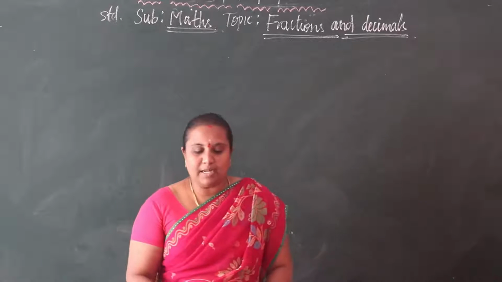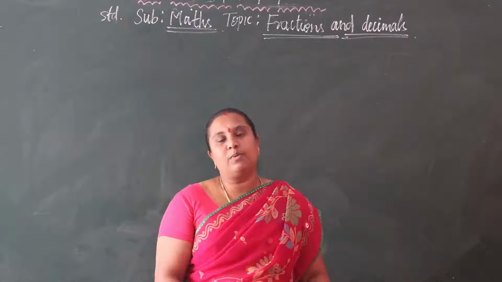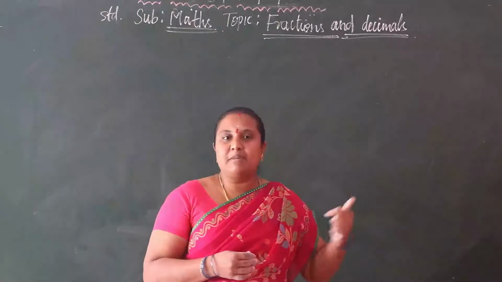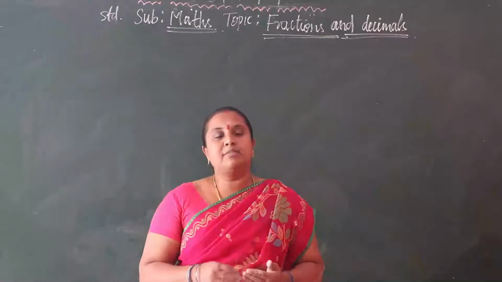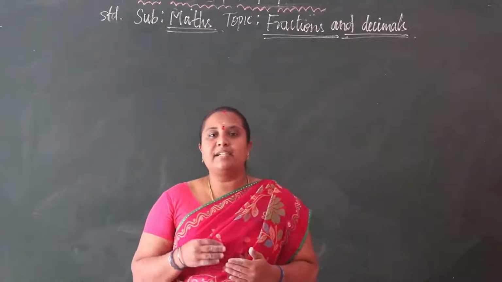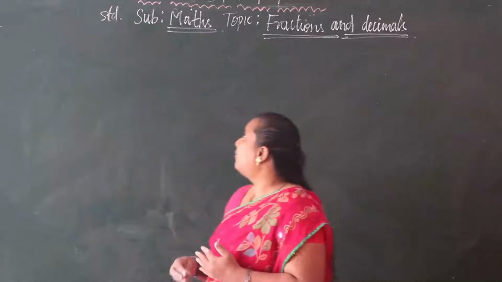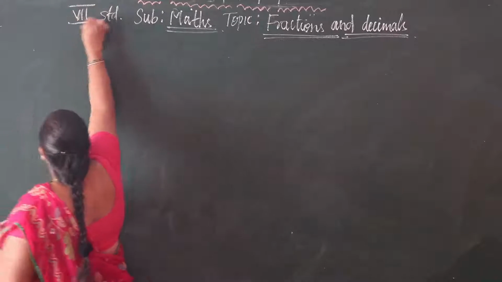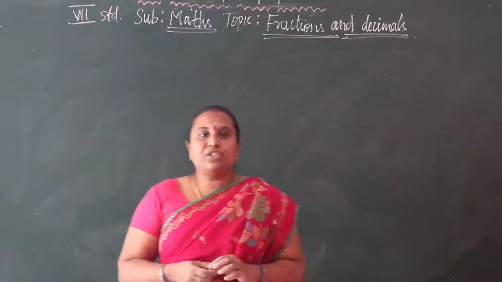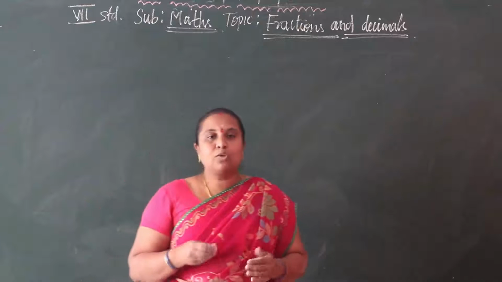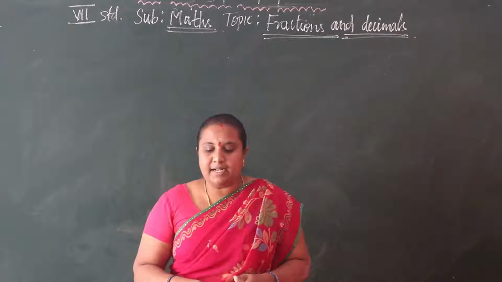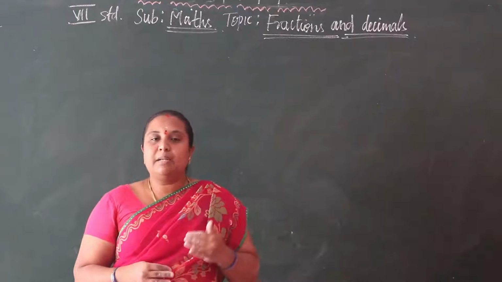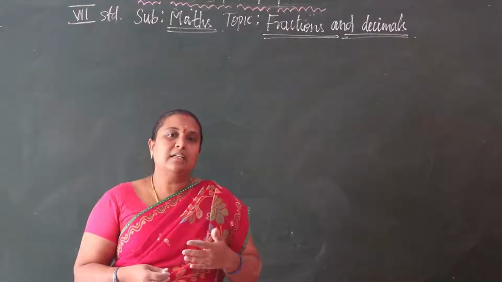So that is to multiply a decimal number. We saw in our last class the introduction of decimal numbers also. Now let us move on to multiplication of decimal numbers, for 7th standard, fractions and decimals. Here, multiplication of decimal numbers: to multiply a decimal number by another decimal number.